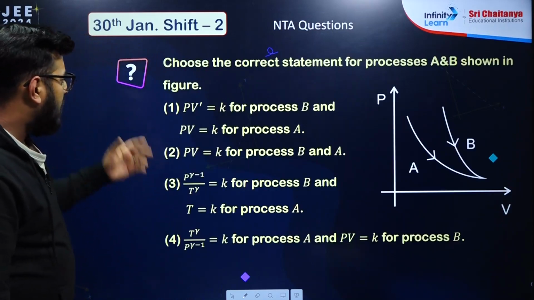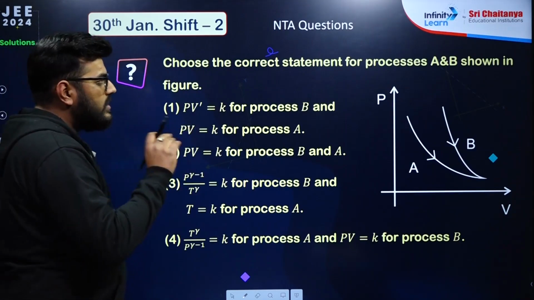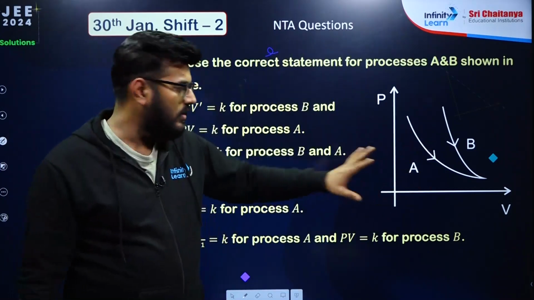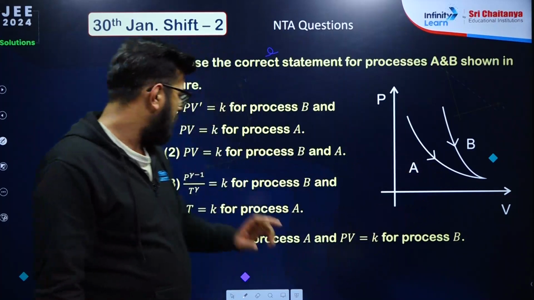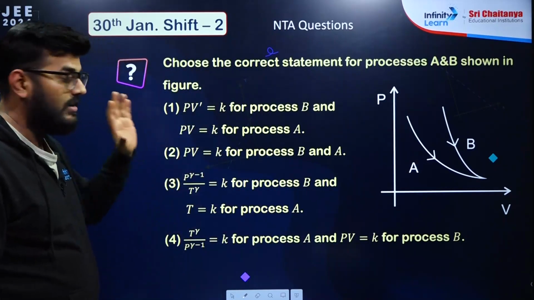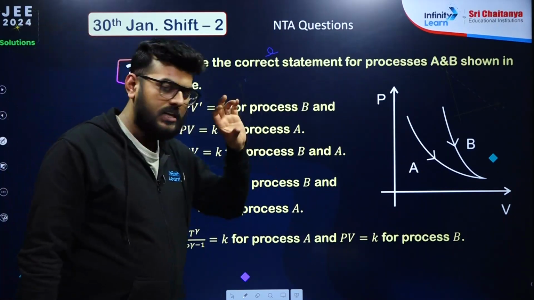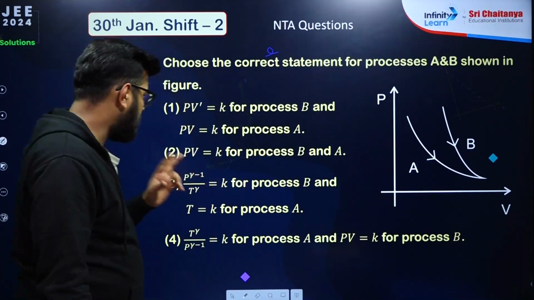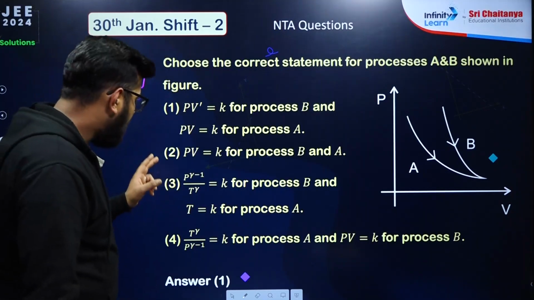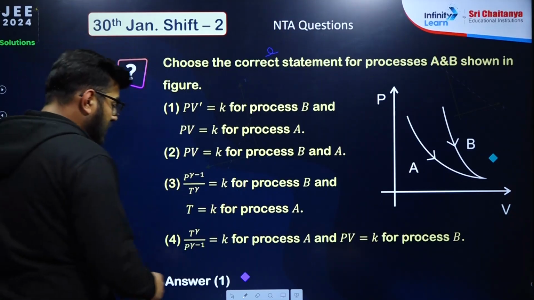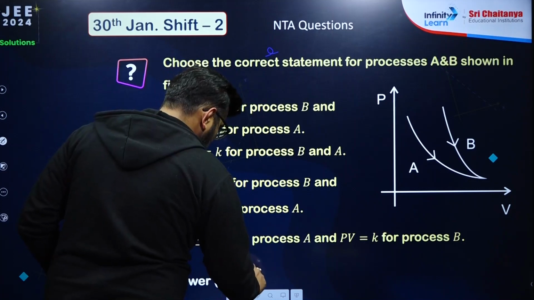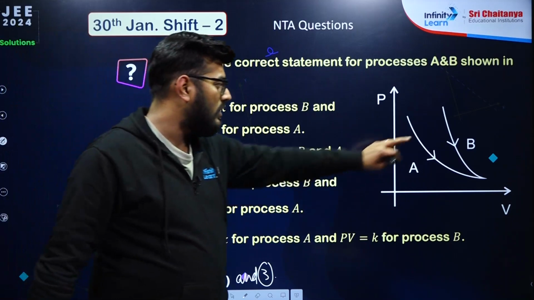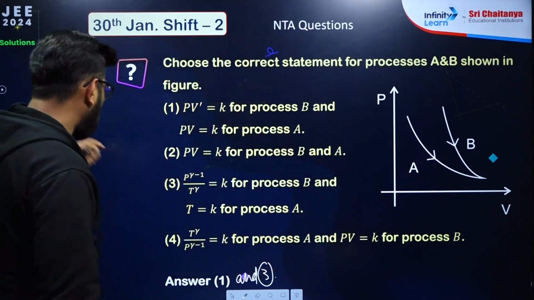Okay. Moving ahead to the next one: choose the correct statement for processes A and B shown in the figure. Now, these 2 curves were given and these 2 curves can be any values. So we need to check which one of them is correct. Now over here, two options are actually satisfying A and B. Option number 1 is also satisfying it, and option number 3 is also satisfying the same thing. I'll just let you know how it is.